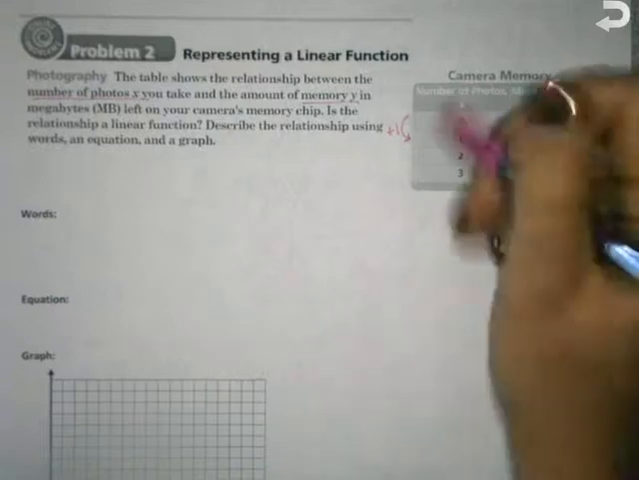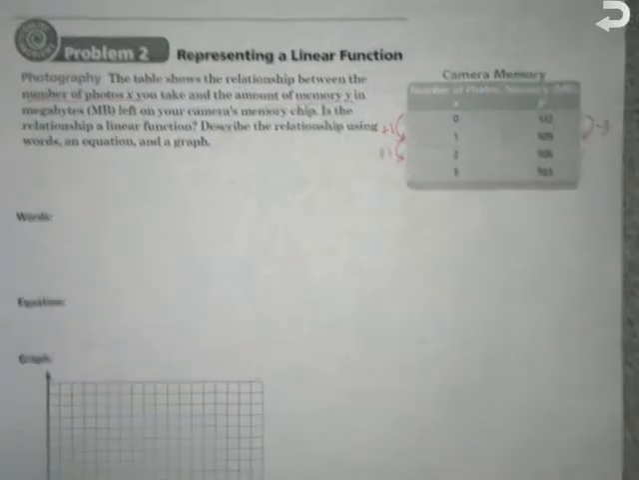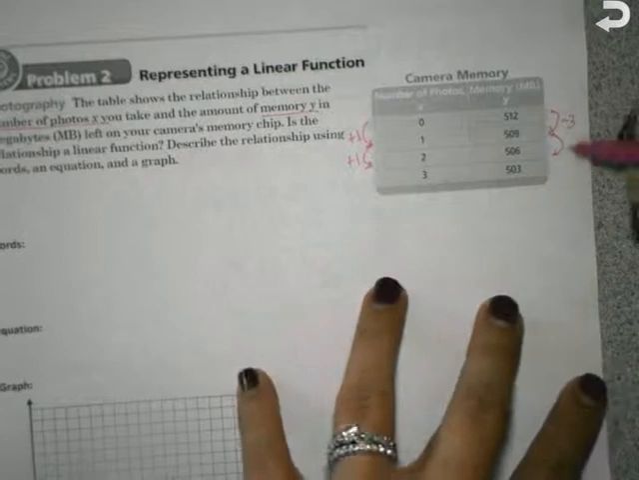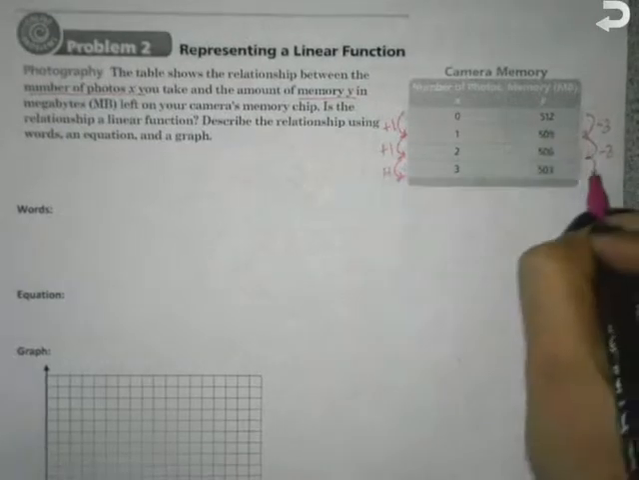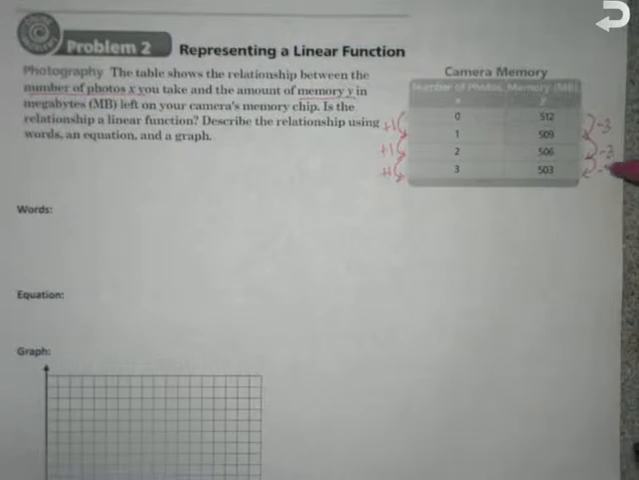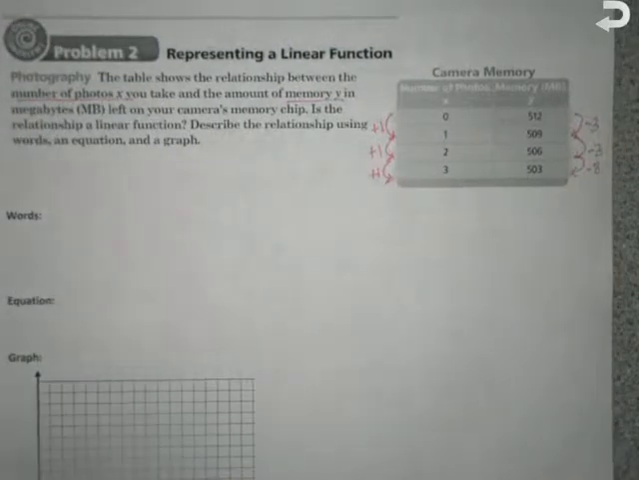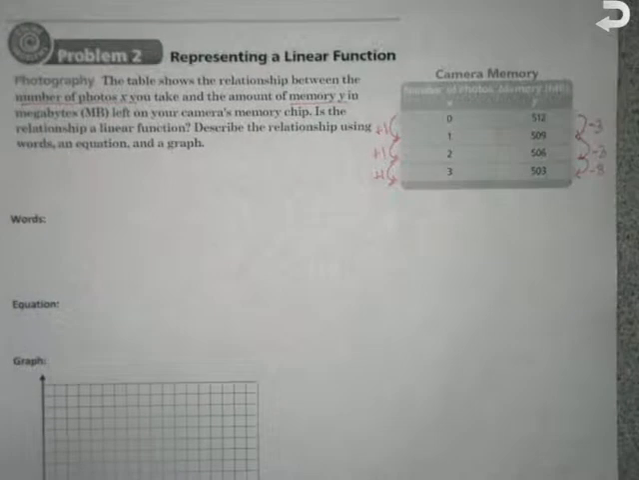Okay, so then when I add another photo, I subtract 3 more megabytes, which means I subtracted how many total? 6. And when I add a third photo, I subtract 3 more megabytes, which means I've subtracted how many total? 9. Okay, let's think about this, guys. If 1 photo subtracts 3 megabytes, 2 photos subtract 6 megabytes, 3 photos subtract 9 megabytes, what are we multiplying the number of photos by every single time, Abe? Positive 3 or negative 3? Negative 3, because we're subtracting them, right?